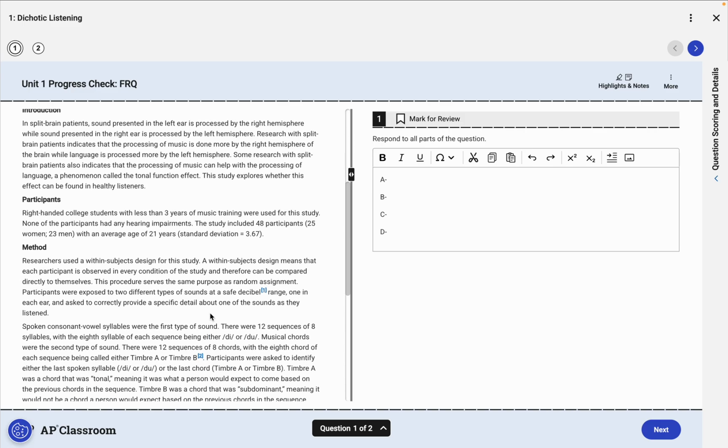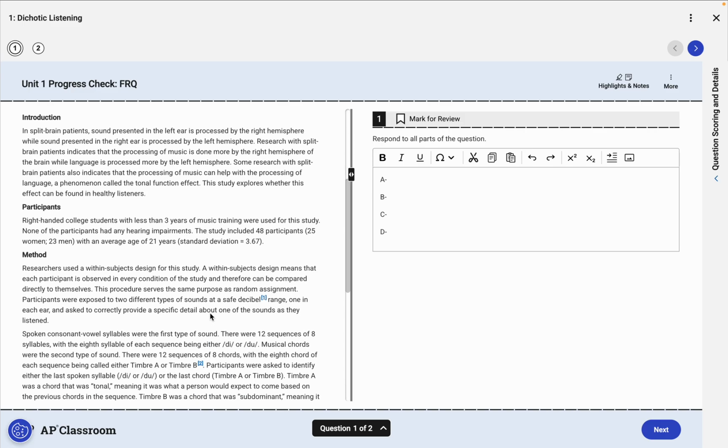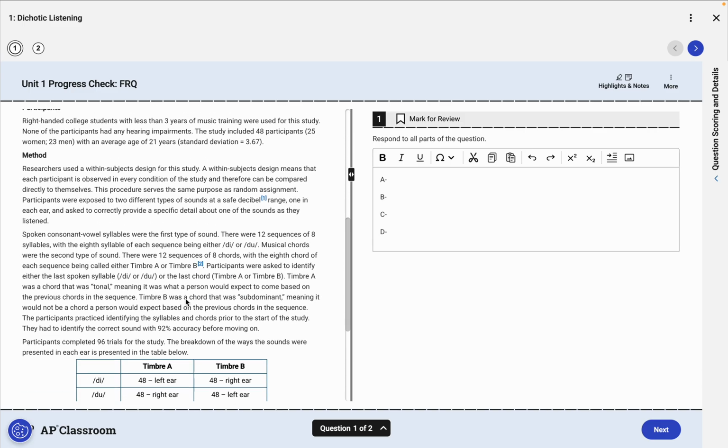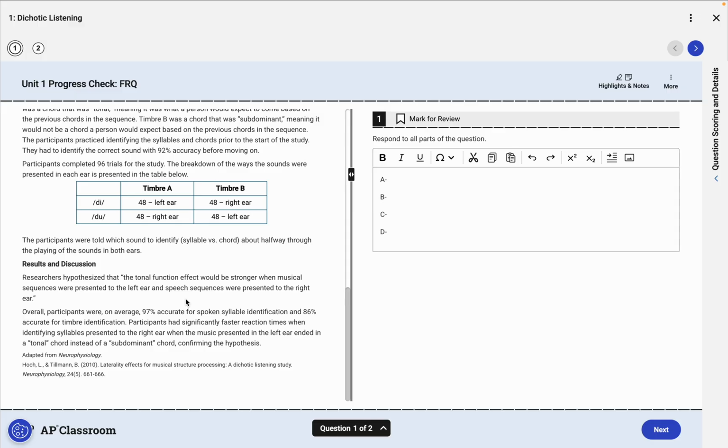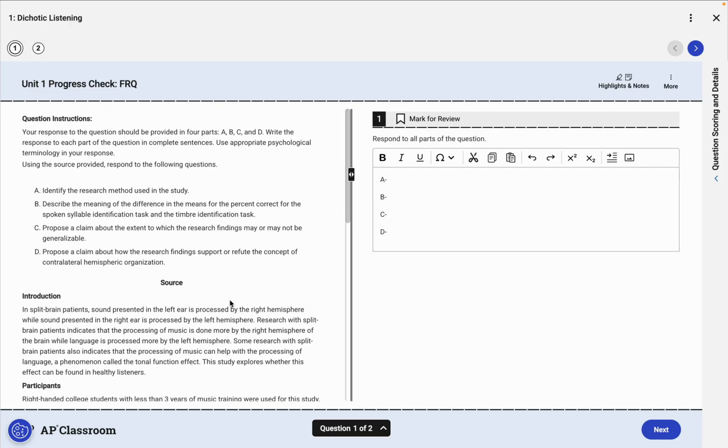They provide you a source. They provide you research. You have to be able to go through this. It lays it all out for you, what they had done in this research format. It gives you results. They want to know right here: describe the meaning and difference in means for the percent correct.